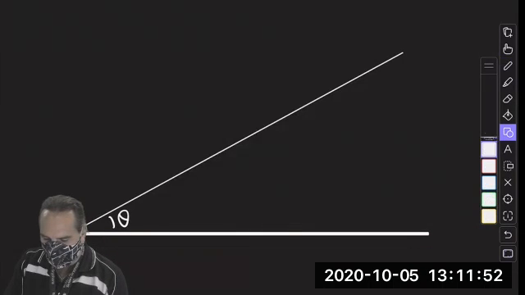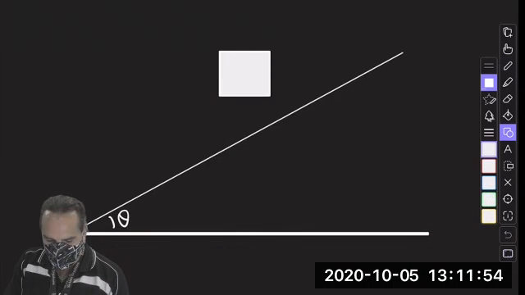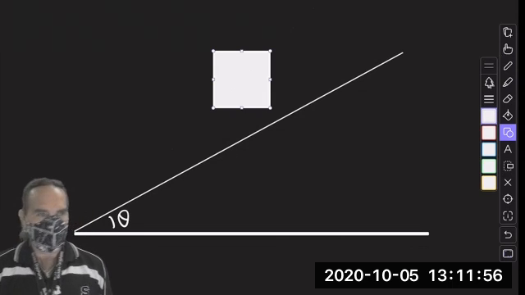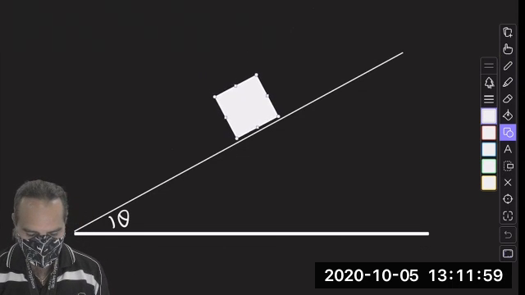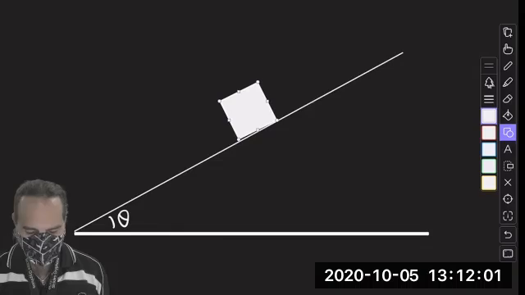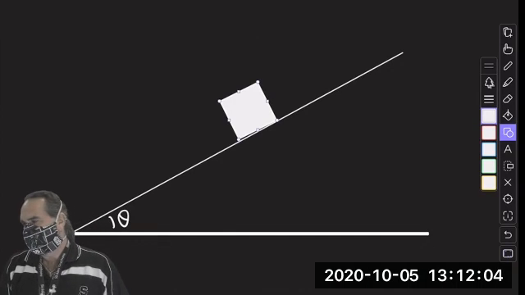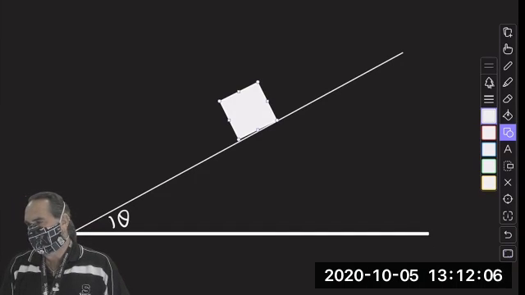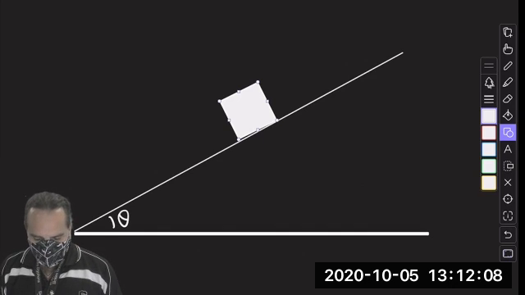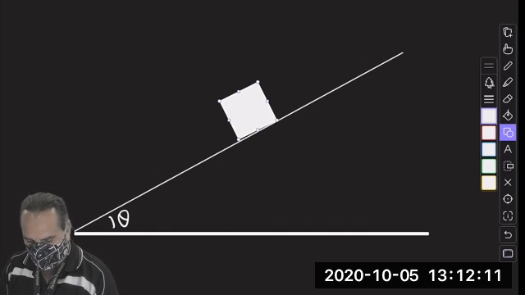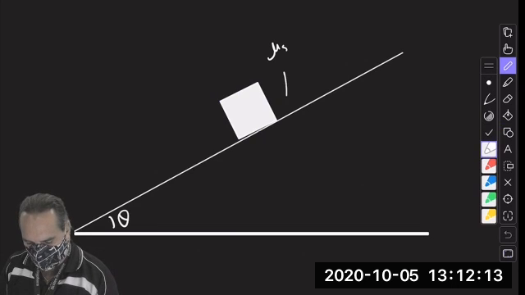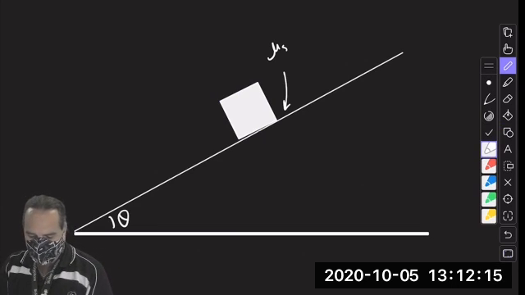I have an inclined plane, and the inclined plane has a box on it, like so. That does look like the Death Star. What's funny is people at home can see it. You guys just can't. I can fix that, maybe. And coefficient of static friction and mass of the box.